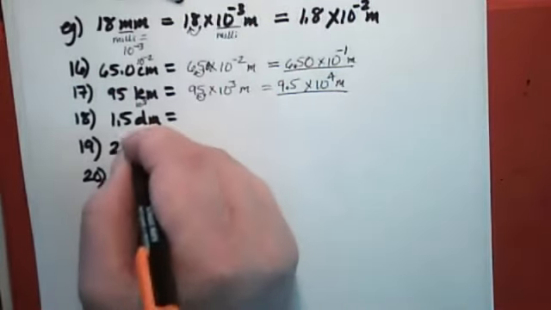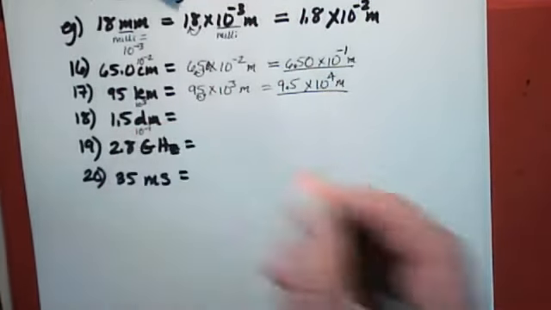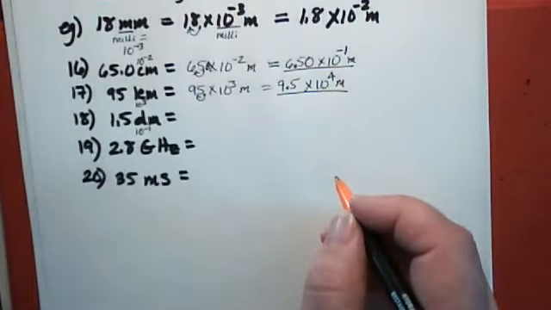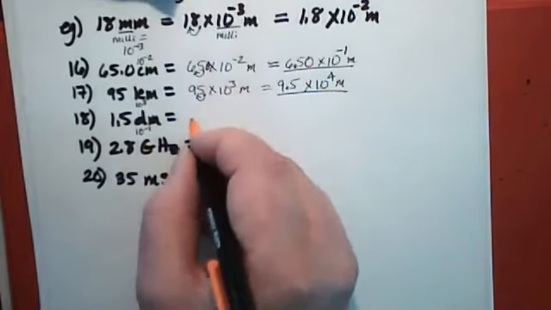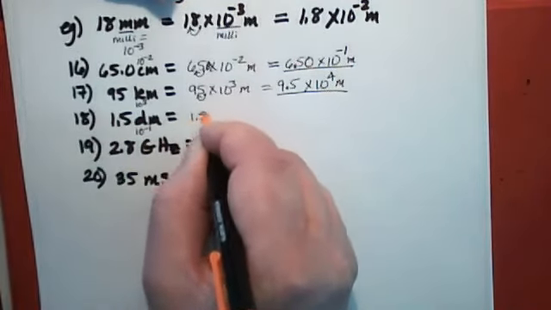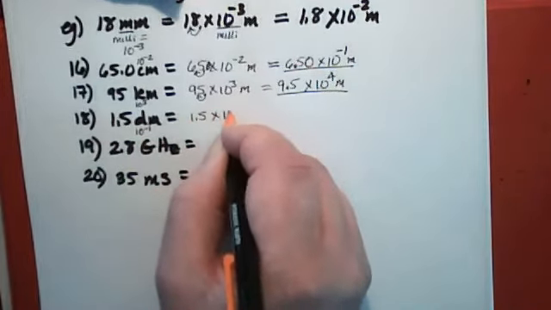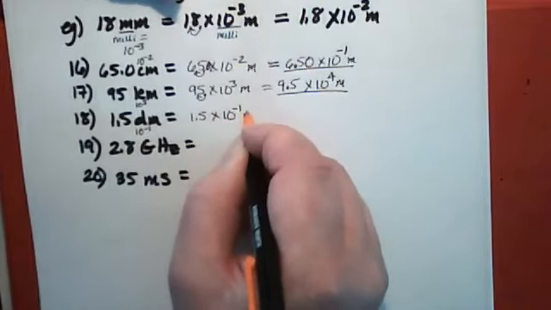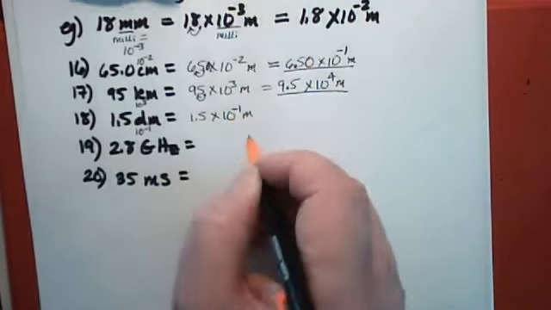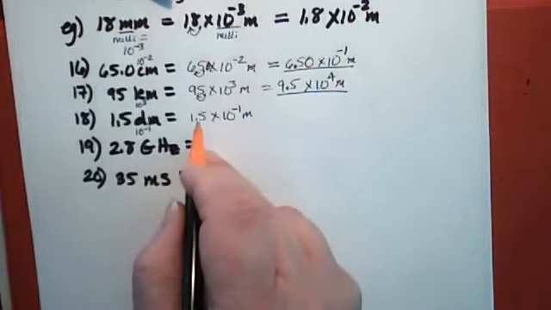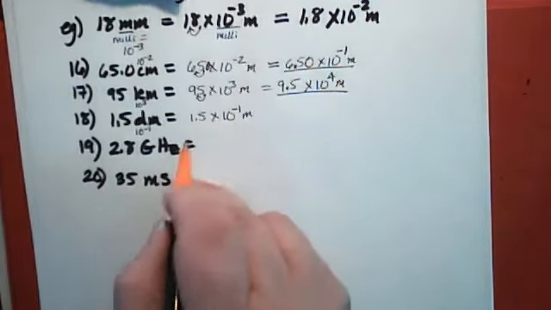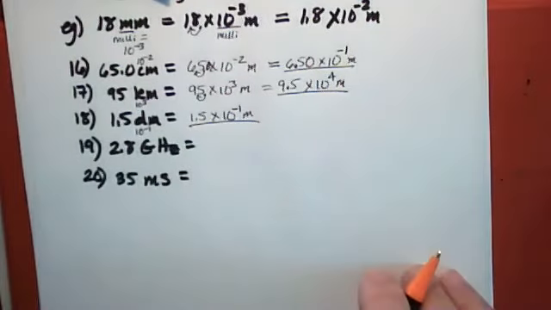1.5 decimeters. Remember, decimeters would be 0.1 or 10 to the minus 1 of a meter. 1.5 of them would be 1.5 times 10 to the minus 1 meters. And actually, that is proper scientific notation because 1.5 is obviously between 1 and 10. So there you go.